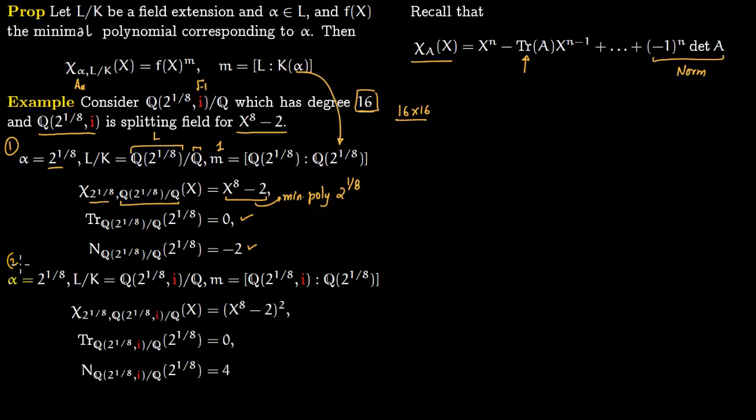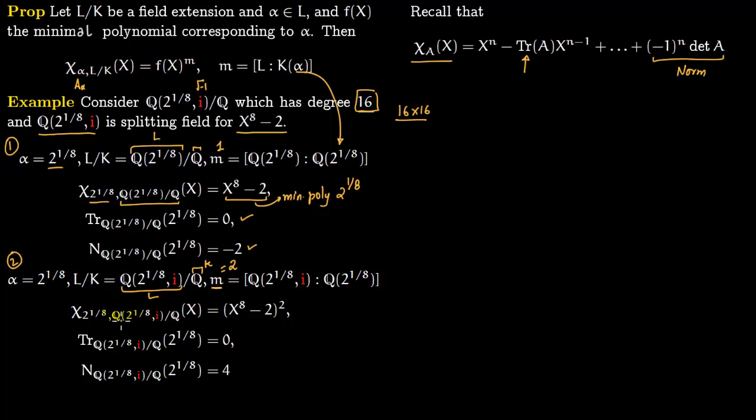Now example number 2, alpha remains the same, 2 to the 1/8, but now we are changing L. We adjoin this complex i to L. So this is our L, and K just remains as rationals. Now we have to determine this m. So you have to write K alpha here. To K you adjoin this 2 to the 1/8, and L has this complex i. So now you know that to go here you have degree 2 because of the square root of minus 1. So m is 2.